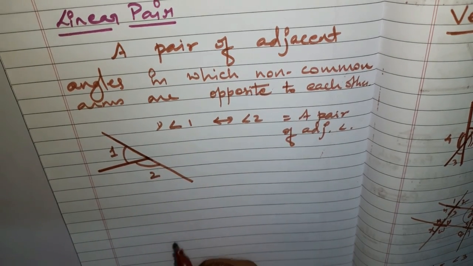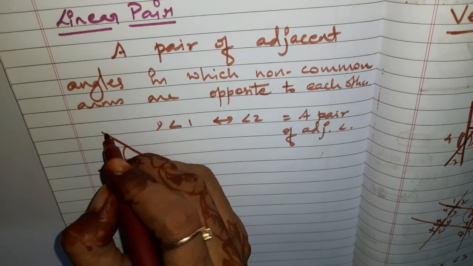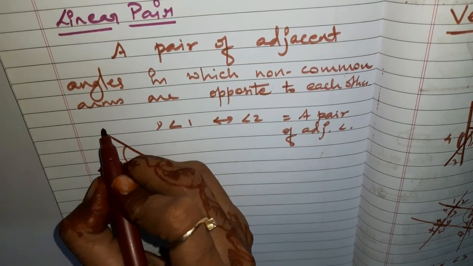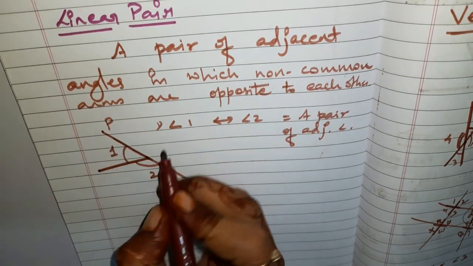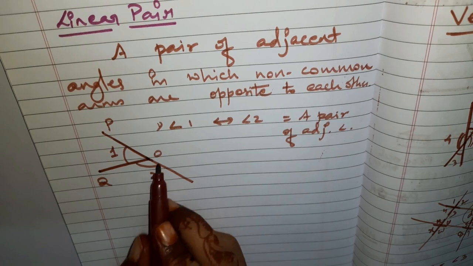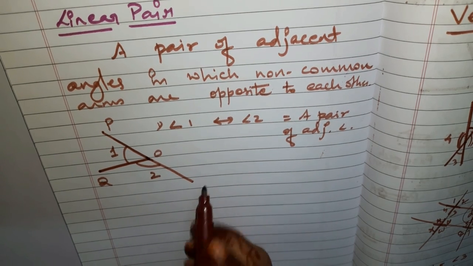Now what else is there? Let us give names to these points. Say this is P, this is O, this is Q, and say this is angle POQ, and this is R.